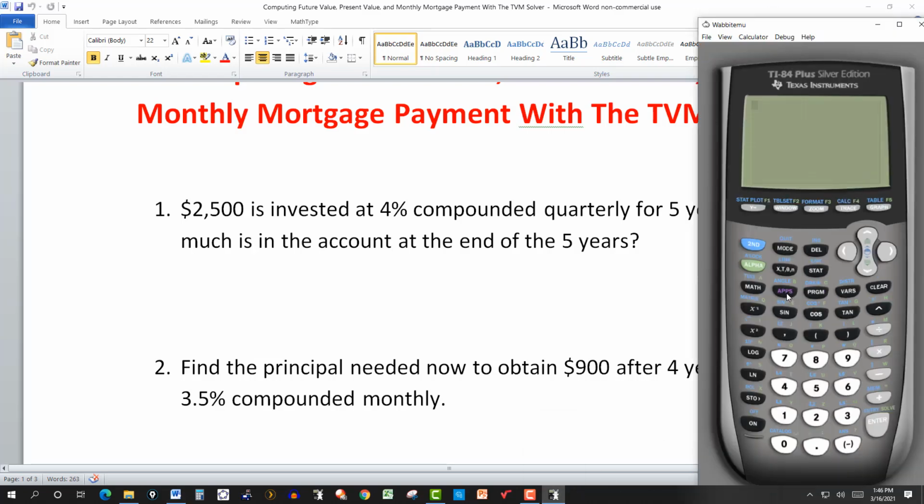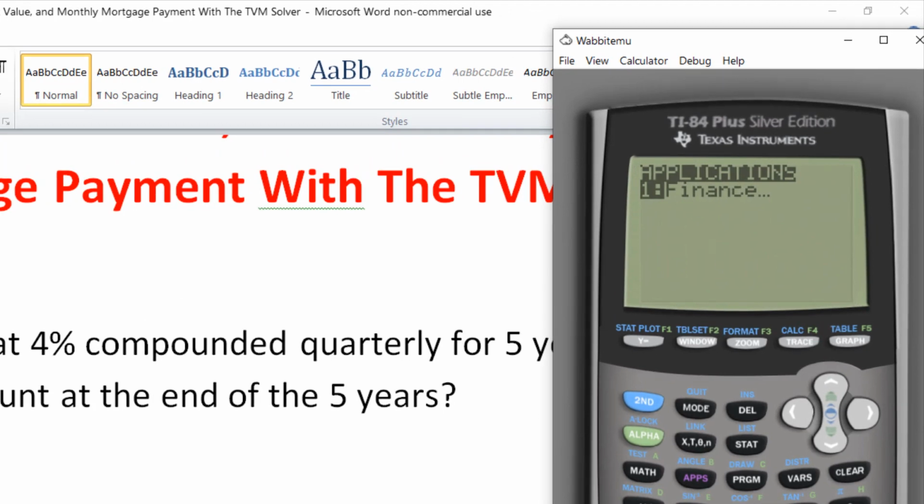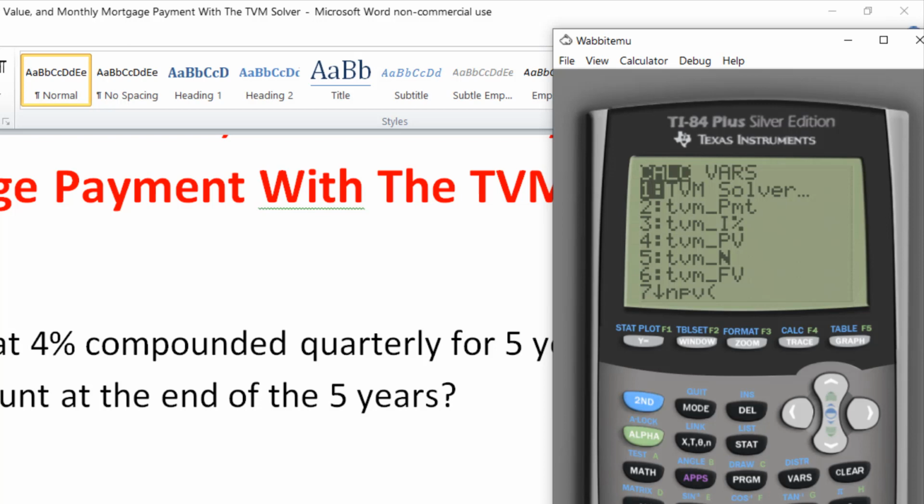Hit the apps key here, finance. Then hit enter again to access the TVM solver.